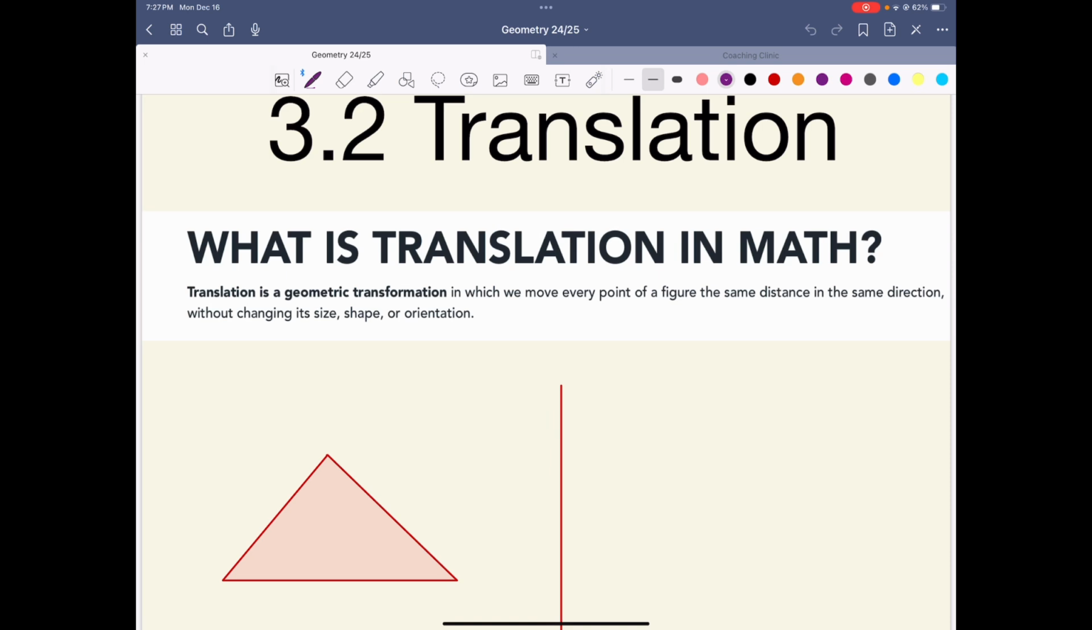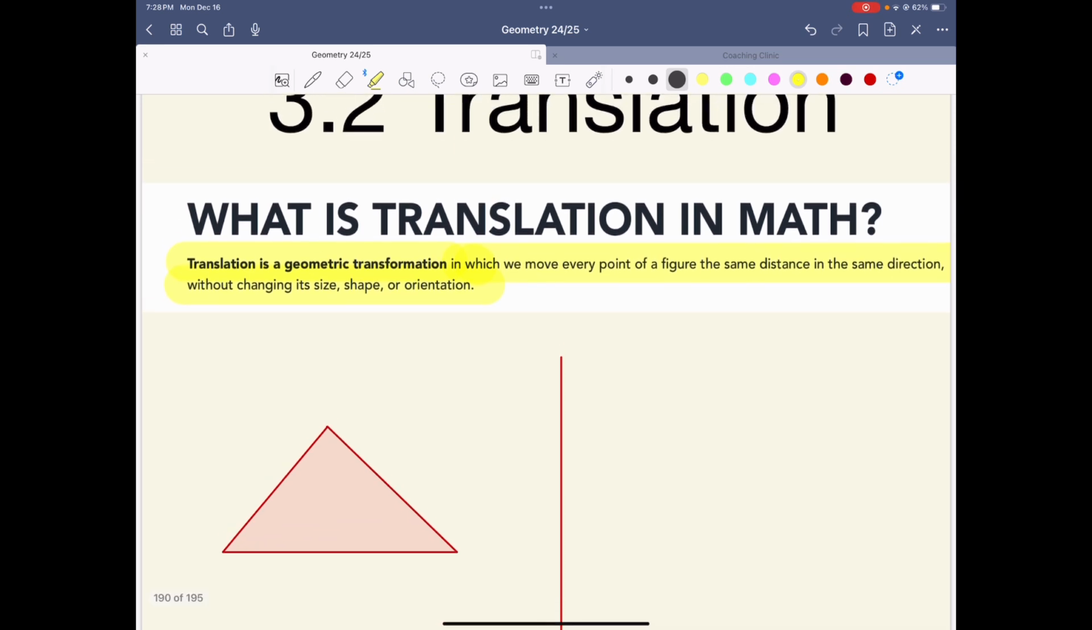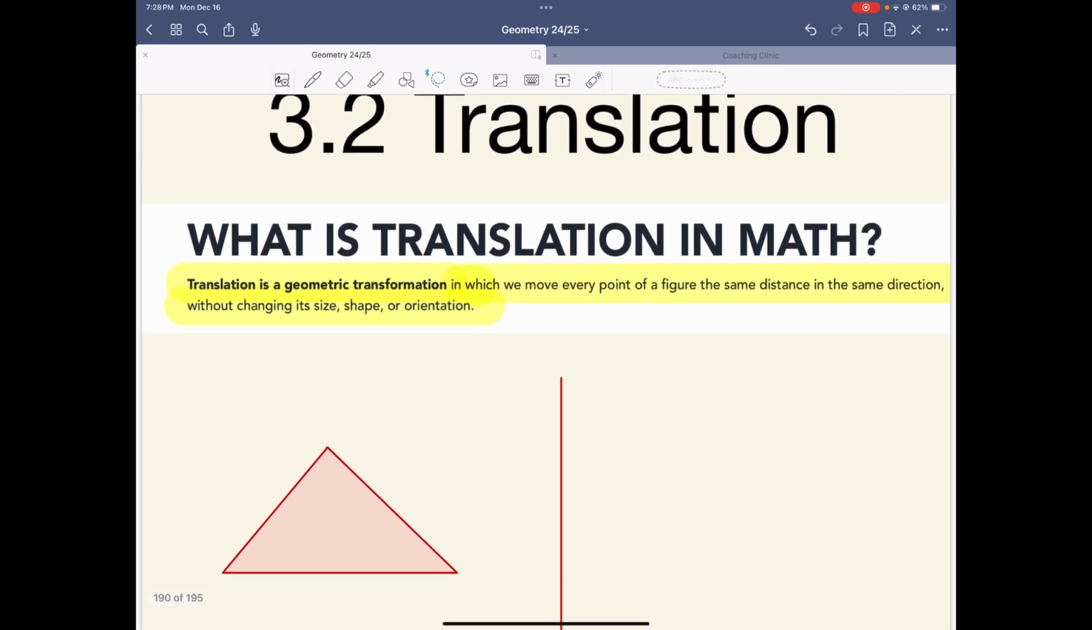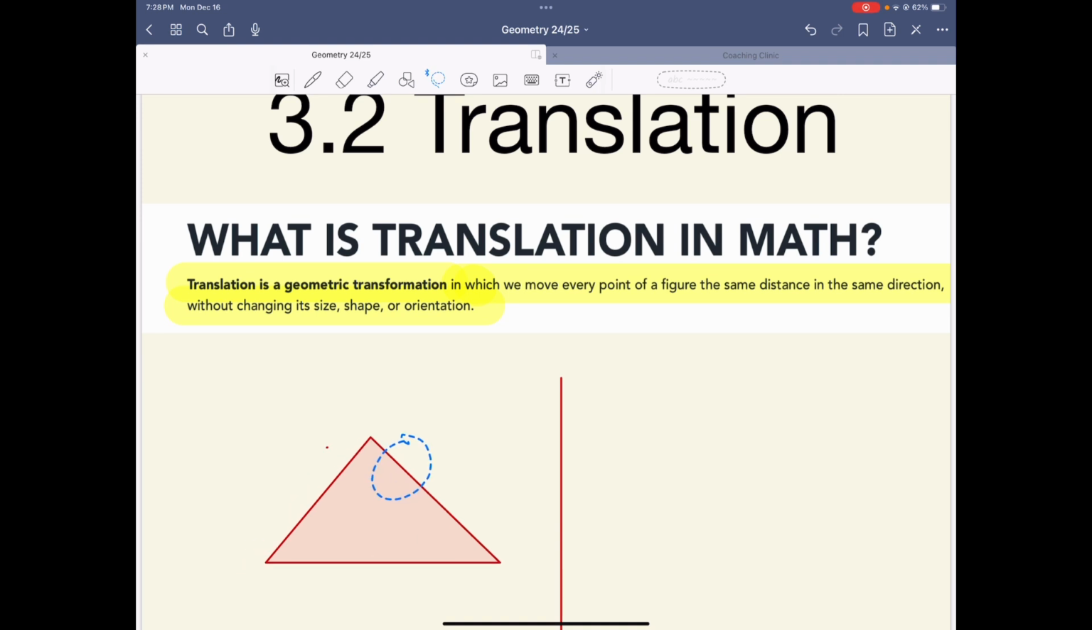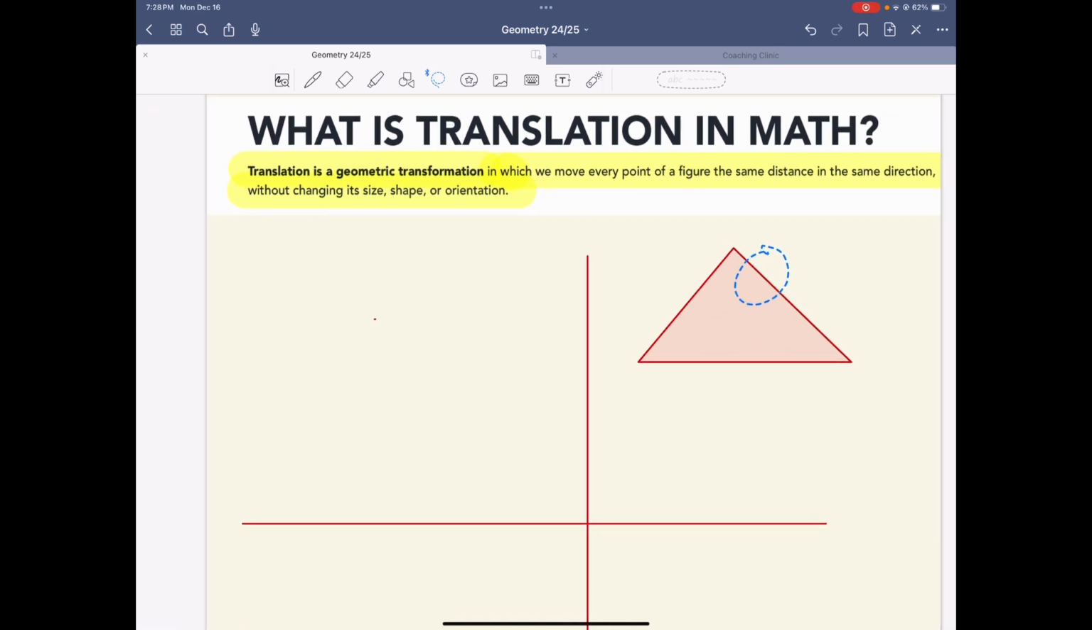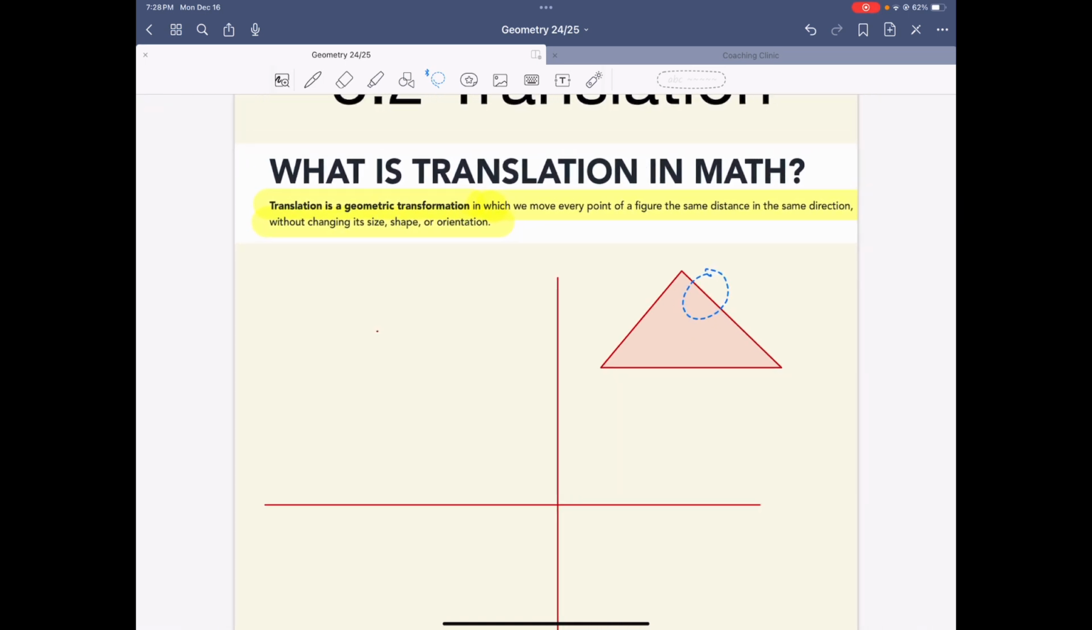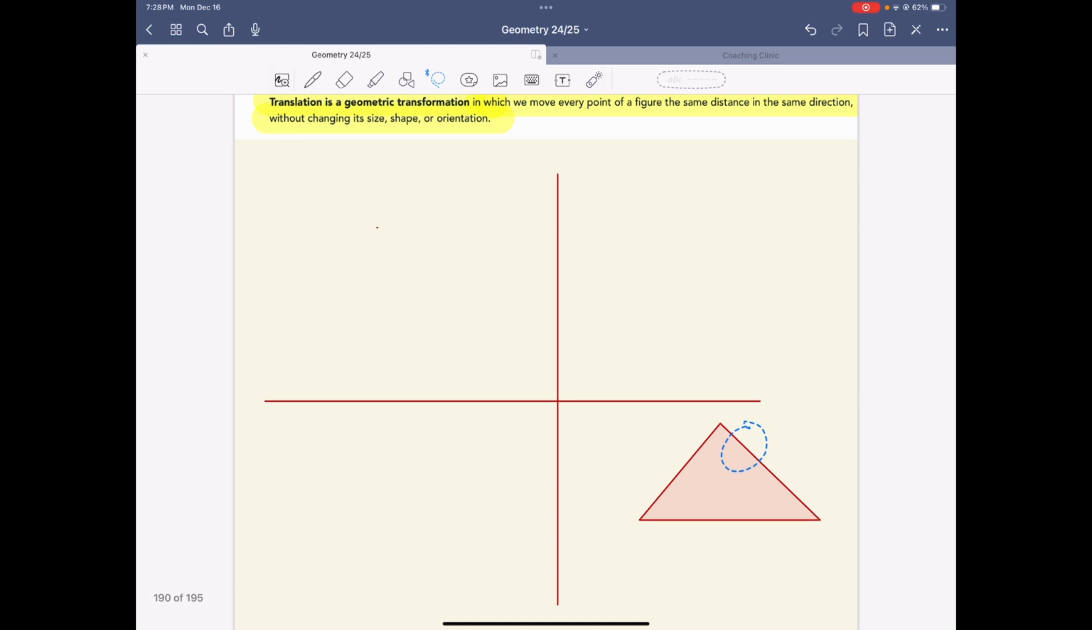A translation, in geometric terms, is one in which we move every point of the figure the same distance in the same direction without changing its size, shape, or orientation. So I've got this triangle sitting out here, and you can think about it as dragging things. If I take this shape and I drag it, I've just done a transformation. I haven't changed its size, I haven't changed its shape, but it's moved. That's essentially what a translation is doing. A translation is just moving an object a given distance.